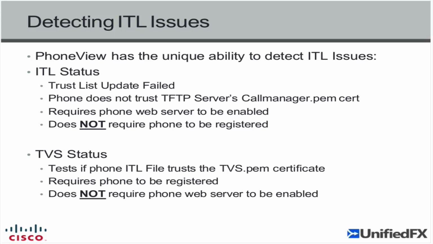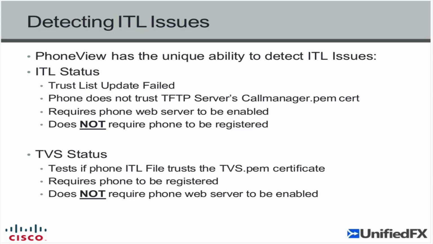Applying these kinds of strategies to CTL files is also relevant, because the procedure to remove them is effectively the same, and we'll do a bit of that in the demo. One of the key things that we added to PhoneView is the ability to detect ITL issues. We've got two ways to do that. There's a concept called an ITL status, which we gather from the phone, interpret and present, and based on that status message, we can find out if the phone is effectively out of sync.